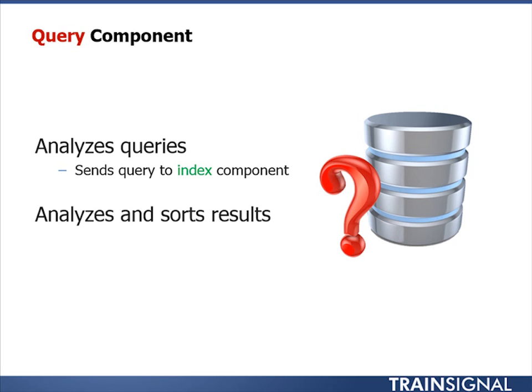Now, not only does my query component take the query and pass that back to the index server, but it's also going to be responsible for analyzing the query and analyzing the results, sorting them and getting them ready for the user. So based on the user type, based on the user's location, if I want to be able to highlight or demote certain items, I can do that, and it's the query component that will be responsible for handling that in the end.